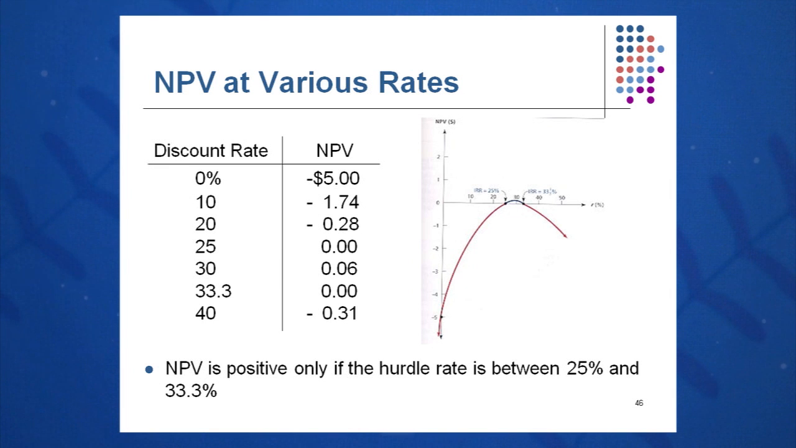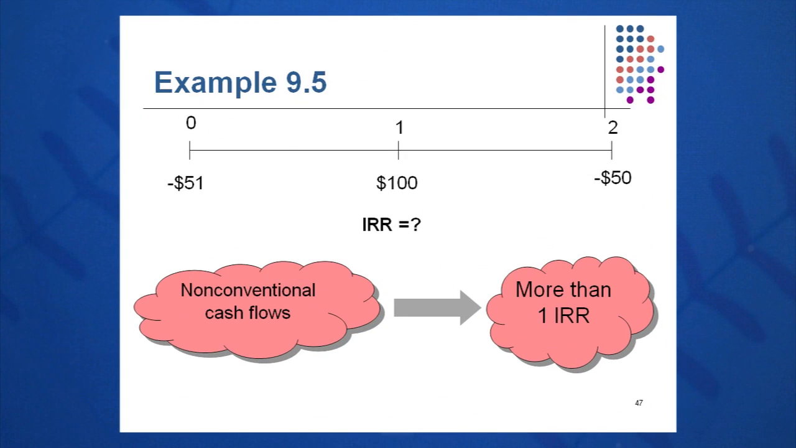Descartes' rule of signs tells us that you might be careful. You might have several IRRs. You might have one IRR. You might have none. So here's another example of non-conventional cash flows. You're requesting $51 million from the CFO today, and for that you'll give him back $100 million in year 1 and a negative $50 million in year 2. Again, we have non-conventional cash flows.